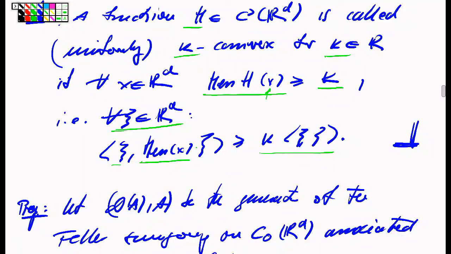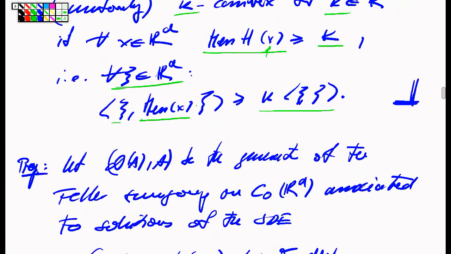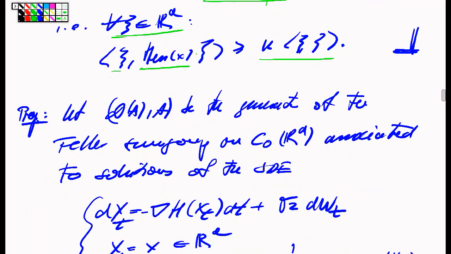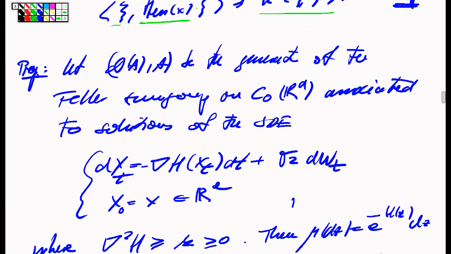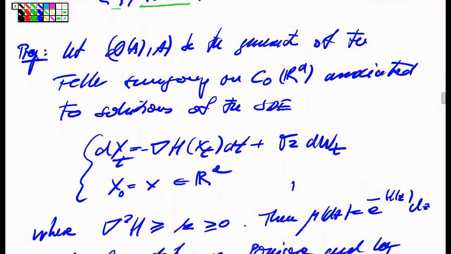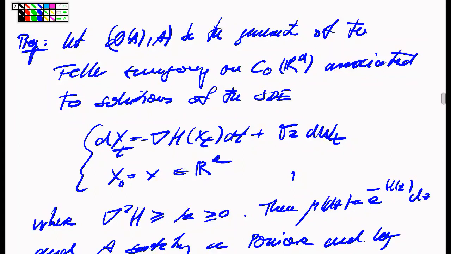And this notion makes sense even if k is negative. Then the number k gives a quantitative statement on the maximal non-convexity of the function. But here in the sequel below, we shall be interested in the case when k is actually strictly positive. And that's now the statement of the next proposition, which is very classical by now, and it's certainly something that everybody should know who has ever been exposed to this kind of analysis or to logarithmic Sobolev inequalities. And this statement goes like this.